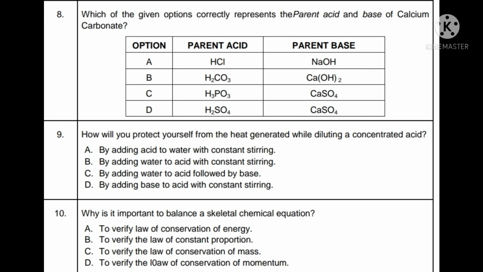Question number 9. How will you protect yourself from heat generated while diluting a concentrated acid? A, by adding acid to water with the constant stirring, B, by adding water to acid with the constant stirring, C, by adding water to acid followed by base, D, by adding a base to acid with the constant stirring. Here the correct answer is option A, by adding acid to water with the constant stirring.